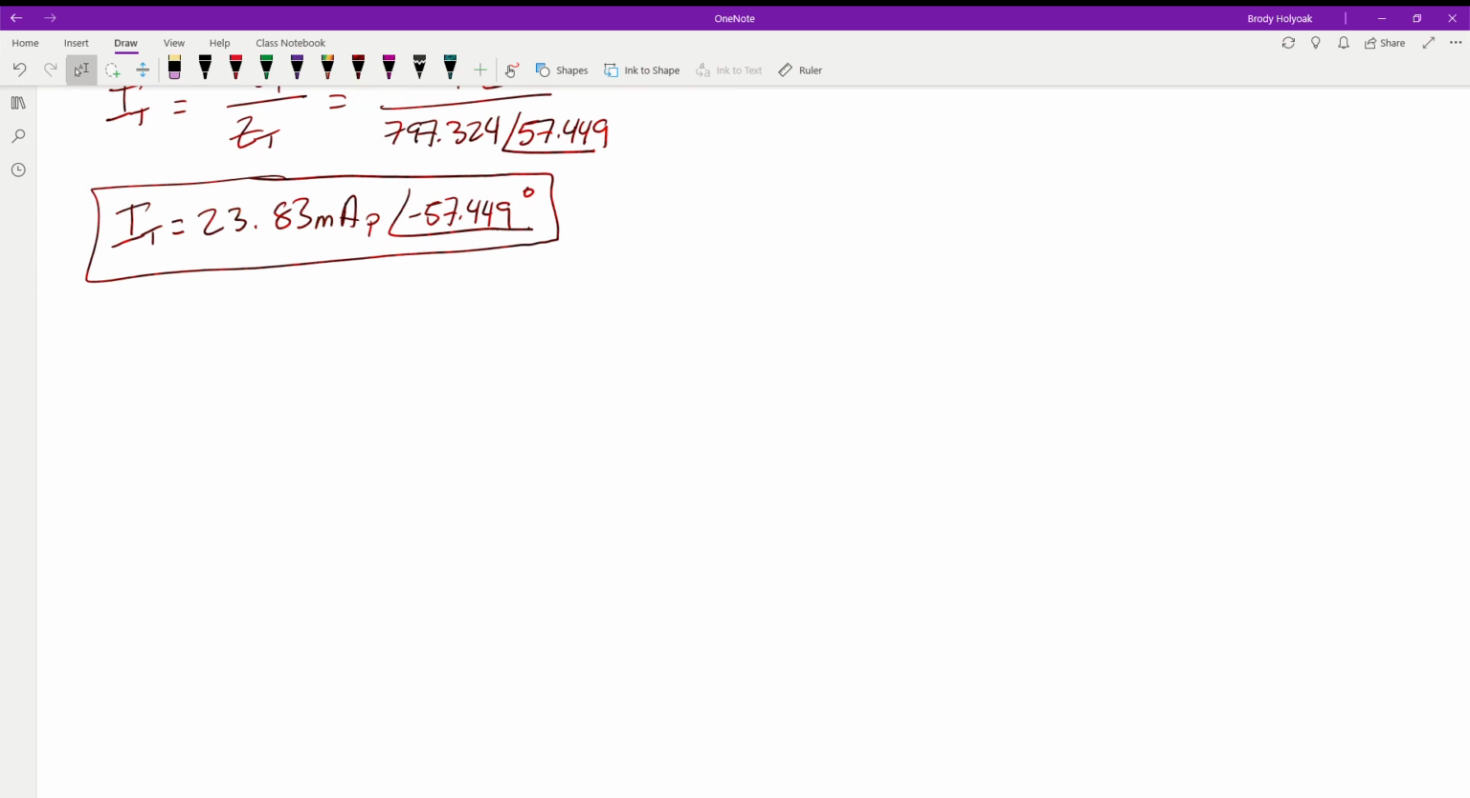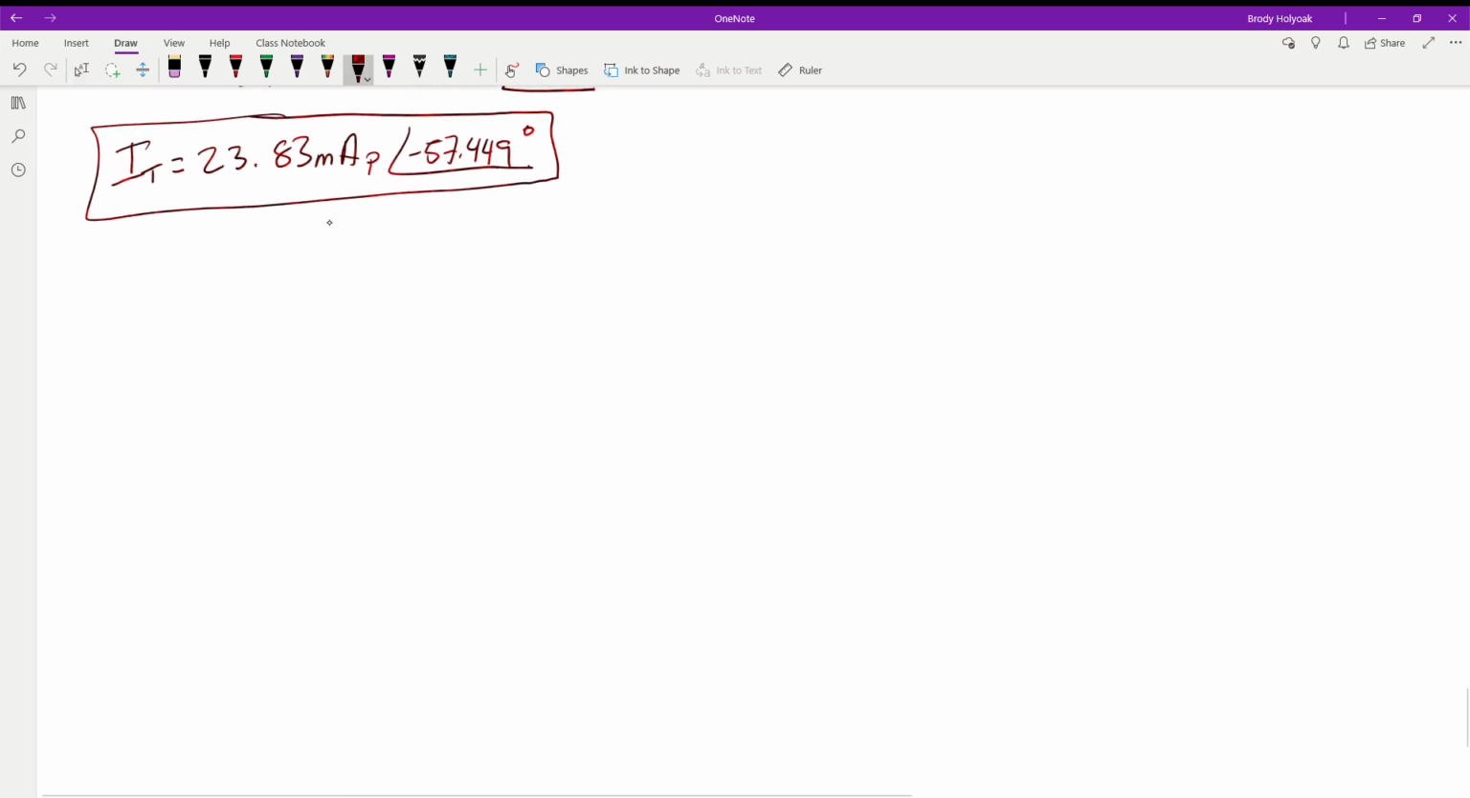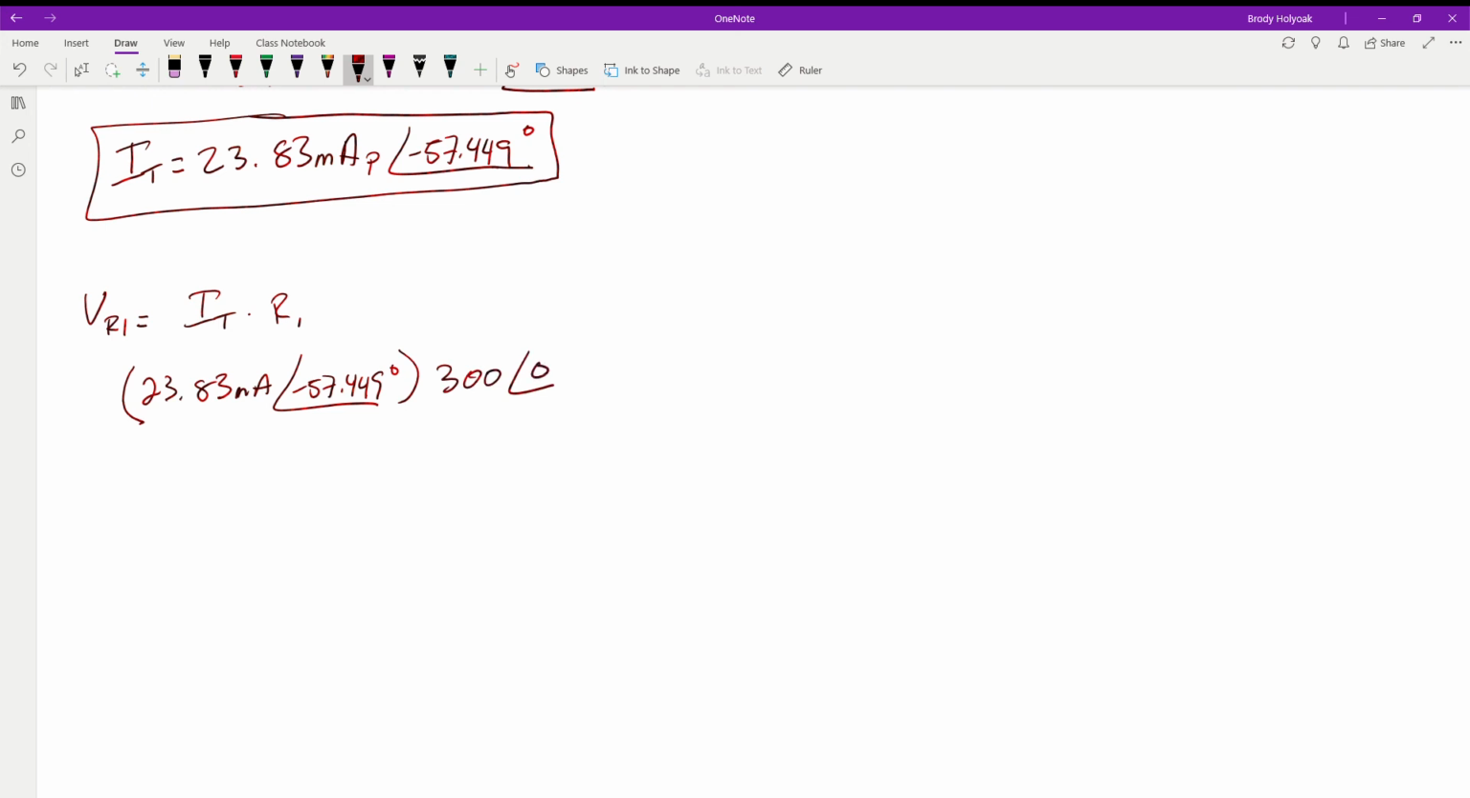Now that we have our total current, we want to solve for the voltage drops, and the total current is going to be the current for each of the individual components. So voltage across R1 is equal to the total current times the resistor value. So 23.83 milliamps at an angle of negative 57.449 multiplied by 300 at 0. So the voltage of R1 is equal to 7.149 volts at an angle of negative 57.449.